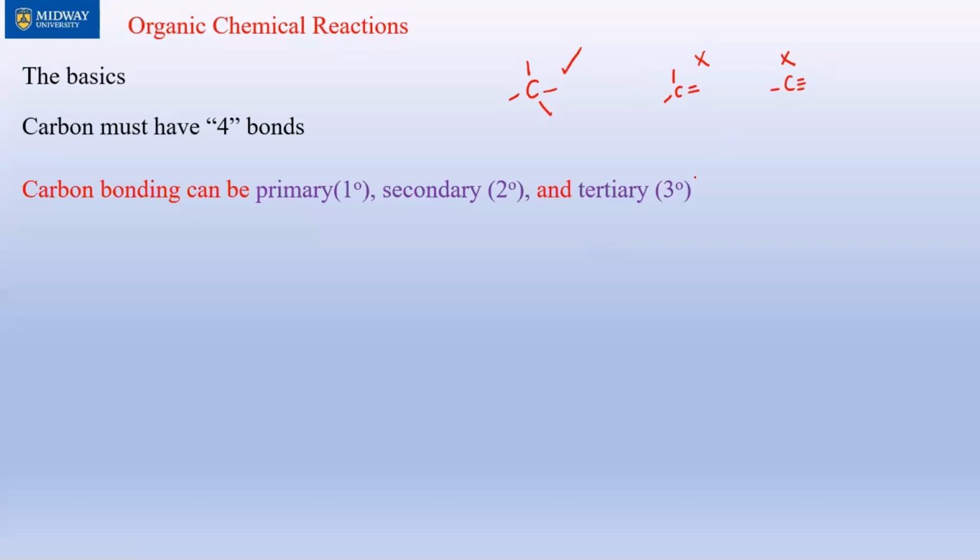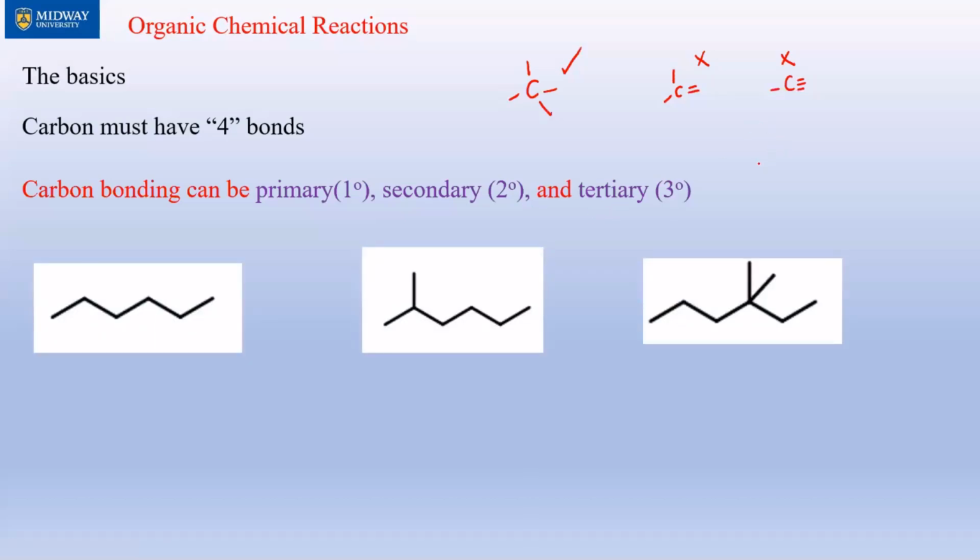Also, you see I said carbon bonding. I didn't just say bonding can be primary, secondary, or tertiary. I said carbon bonding, which means you have to determine whether that carbon is primary, secondary, or tertiary only with respect to the carbon, not with respect to what is attached to it. Even though hydrogen is a component we're looking for, the only element we're focusing on when deciding whether that carbon is primary, secondary, or tertiary is carbon.